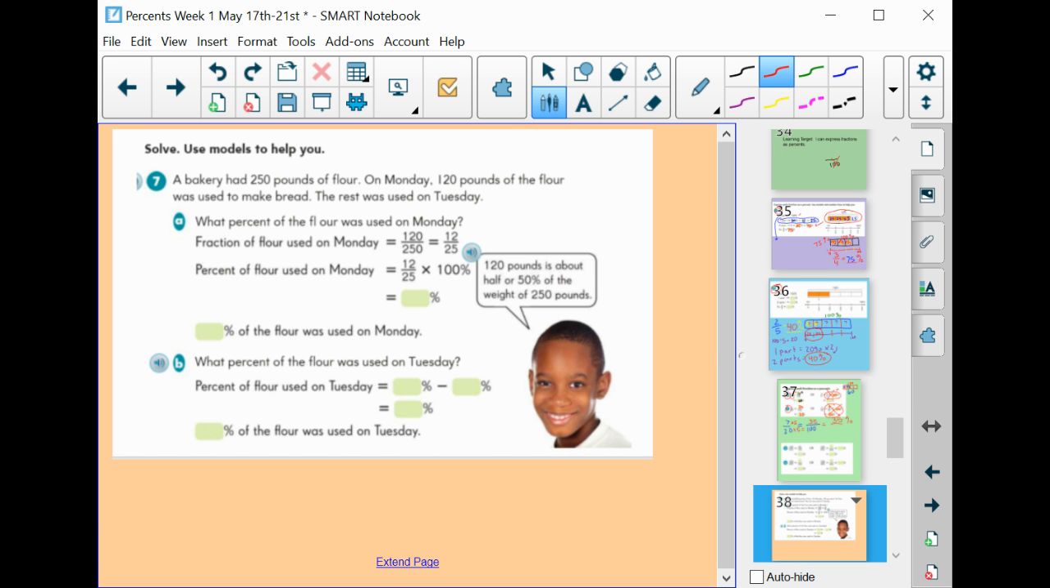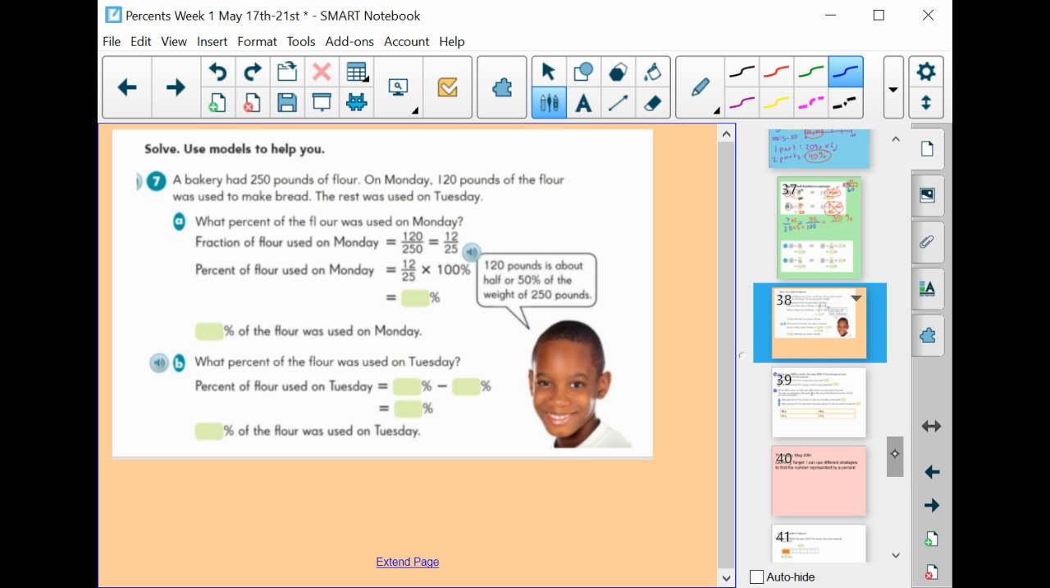Now you're also going to do this with real world problems, okay? So here, we're going to do number 7, all of number 7 together. And you have a couple real world problems on your board to do, or on your work today, okay? Solve using models to help you. A bakery had 250 pounds of flour. On Monday, 120 pounds of the flour was used to make bread. The rest was used on Tuesday. What percent of the flour was used on Monday?